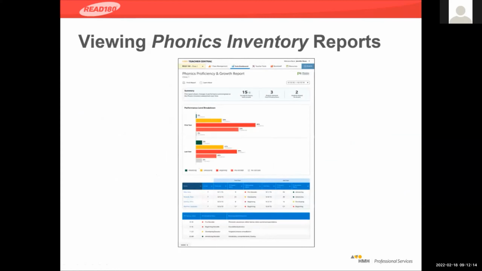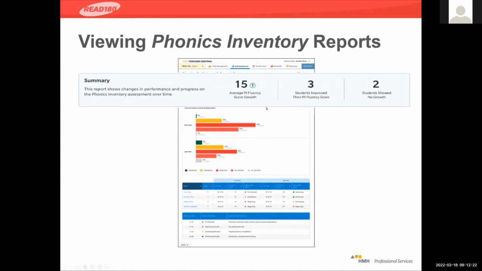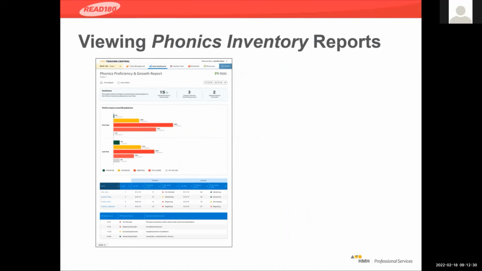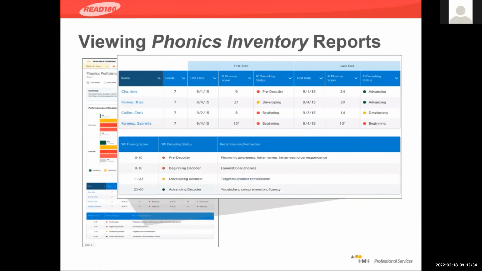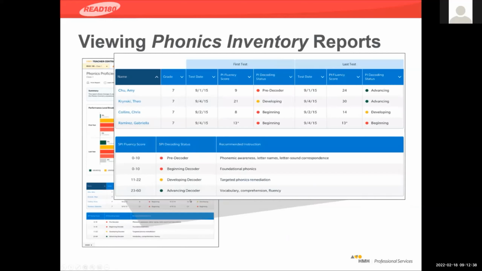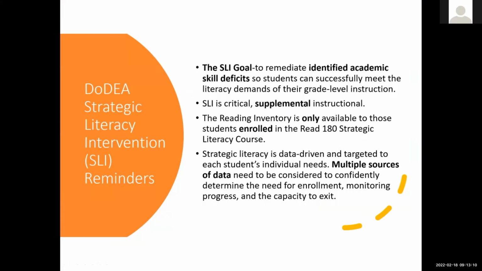After Phonics Inventory, we can run that Phonics Proficiency and Growth Report that you'll find in Teacher Central. And students will get a fluency score. This is a number 0 to 60. And really the most important thing to look at is the decoding status. So above 23 is advancing decoder. We rule out the need for instruction in System 44 at that point. Below that score, we might identify a student as a pre-decoder, beginning decoder, or developing decoder. These are students now we've just identified a need for more Tier 3 intensive intervention in System 44. So below 600 Lexile and pre-, beginning, or developing decoder, these are good candidates for System 44.